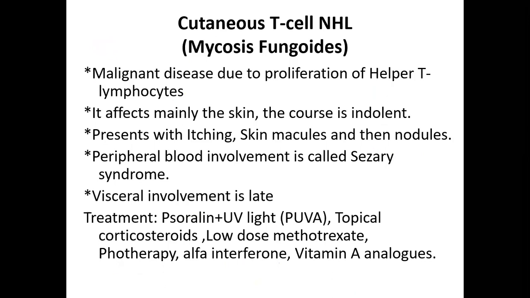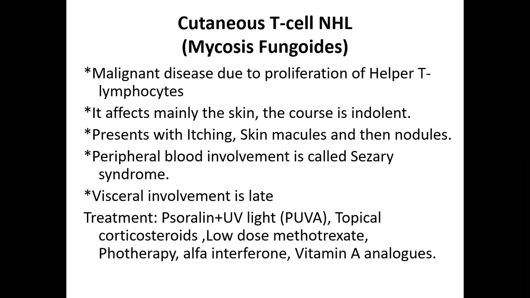The cutaneous T-cell lymphoma, this is an indolent T-cell lymphoma. It is a malignant disease of the helper T lymphocytes in the skin. The course is usually indolent. The patient presents with itching and skin macules, which then enlarge to become nodules. The peripheral blood involvement is rare, but if we find lymphoid cells in the peripheral blood, we call it Sézary syndrome. Visceral involvement is very rare and occurs late in the disease.